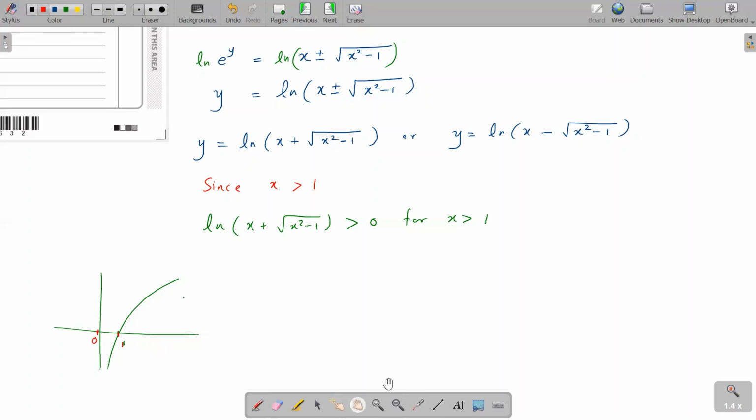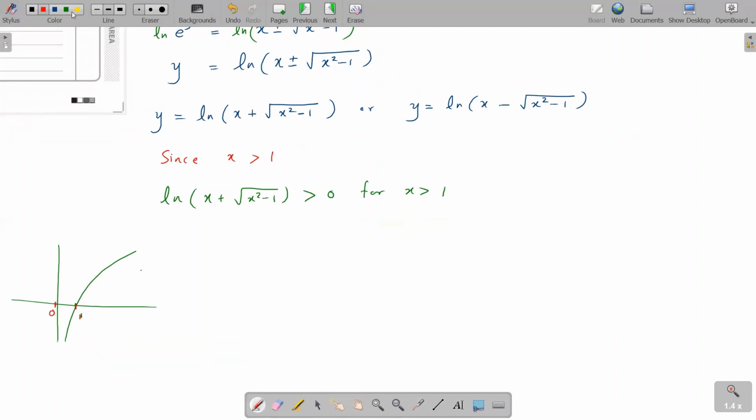Okay. So then what can we say about x minus root x square minus 1? Check values. For x values greater than 1, you can try it and see in the calculator. X minus root x square minus 1 answers are going to be more than 0 but less than 1. So these values are less than 1, which means what?